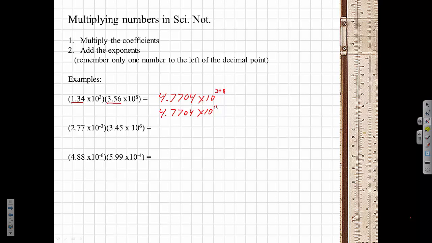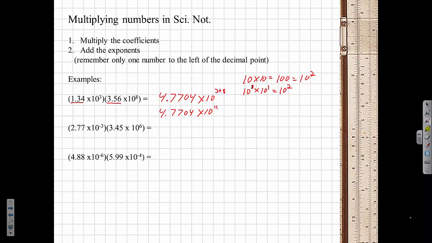Why do we add the exponents? Well, if you think about it, 10 times 10, we said, is 100, right? Which is the same as 10 squared. Well, 10 is the same as 10 to the 1. This is 10 to the 1 times 10 to the 1. 1 plus 1 is 2. So it works out, right? So we add the exponents.